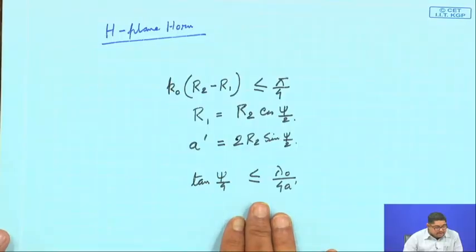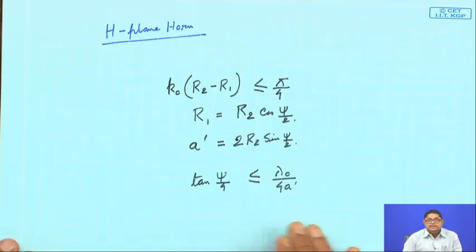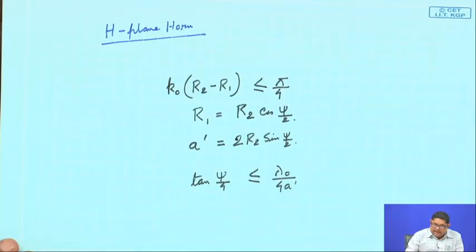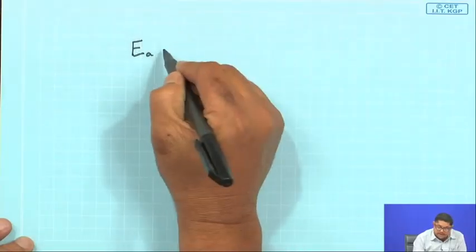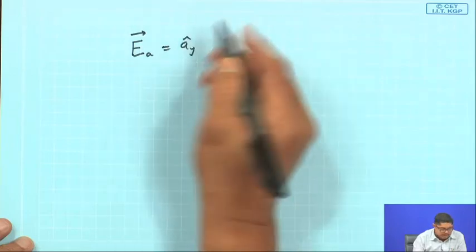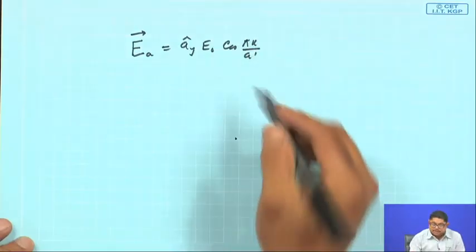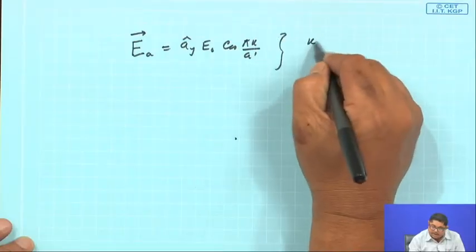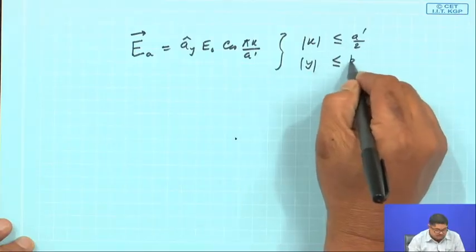Now, we can say that when the phase variation is restricted in this manner, we can neglect the phase variation in the aperture field. The aperture field may be assumed to be the same as that for the dominant TE10 mode feeding the horn. So, we can write the aperture field as a y E0 cos pi x by a dashed. Please remember this is a dashed here, this is for x less than or equal to a dash by 2 and y less than or equal to b by 2.